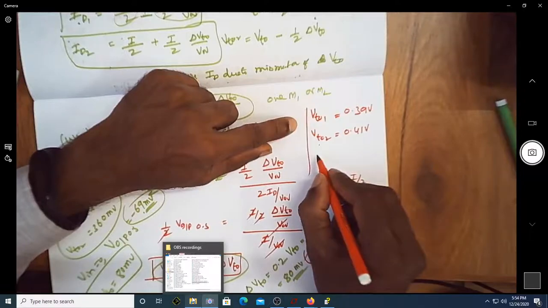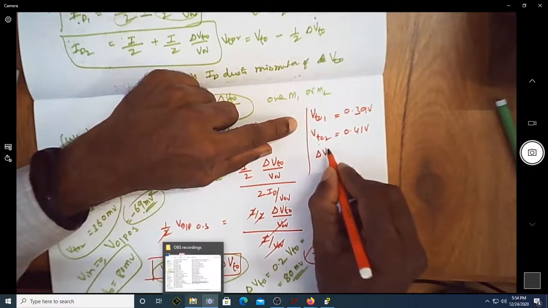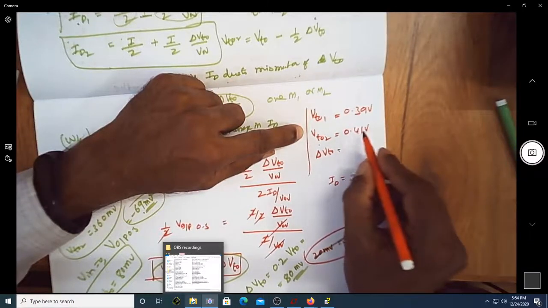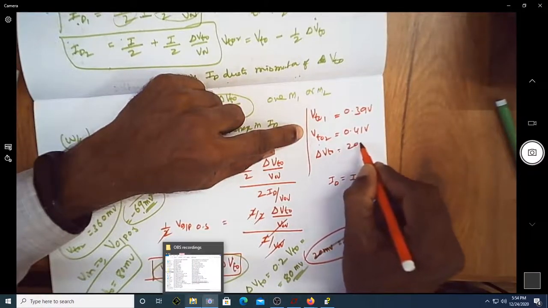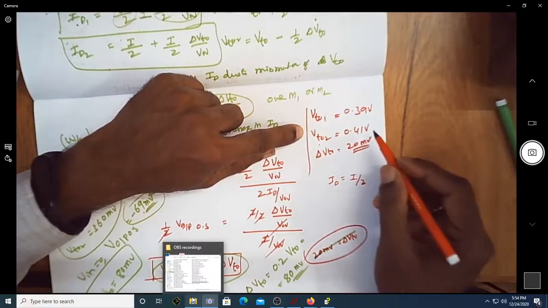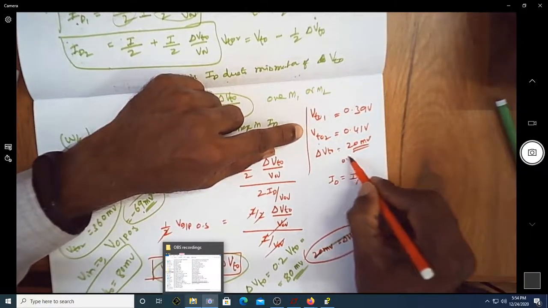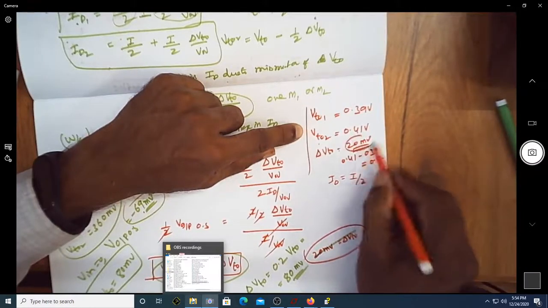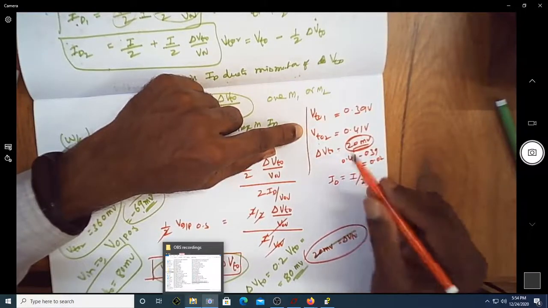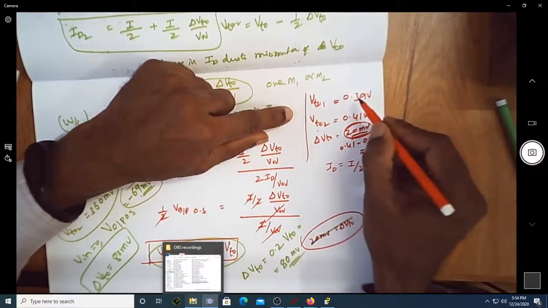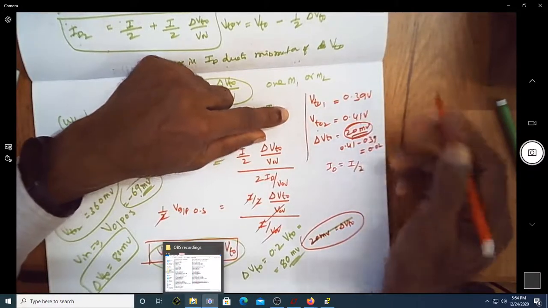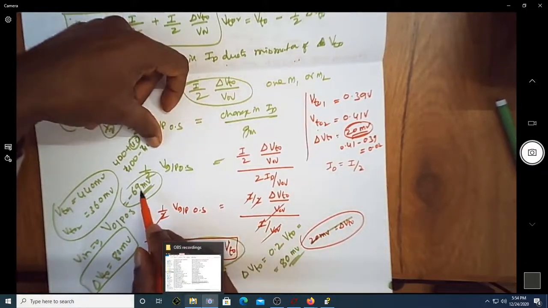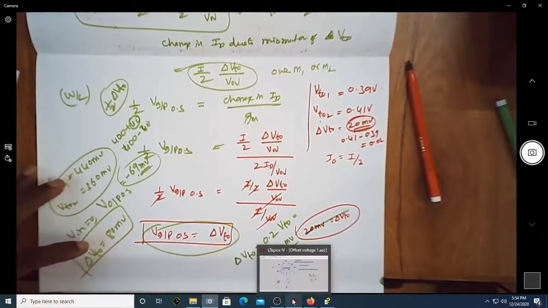So how much is my delta Vto? Delta Vto is nothing but the difference. So difference is 20 millivolt. That is 0.41 minus 0.39 is 0.02, which is exactly 20 millivolt. So this is the value of delta Vto. So with this mismatch in this and this, let us see what is the output offset voltage, which needs to be now positive. So let us see how much is the voltage.